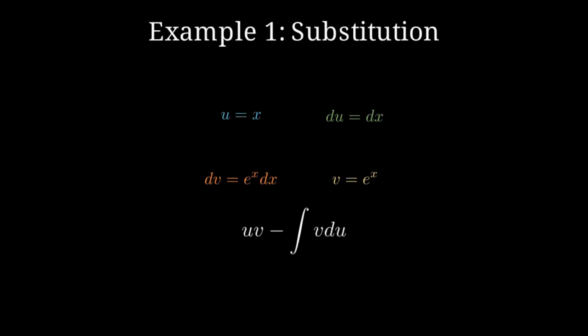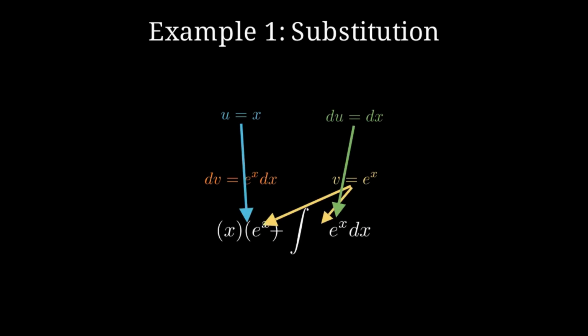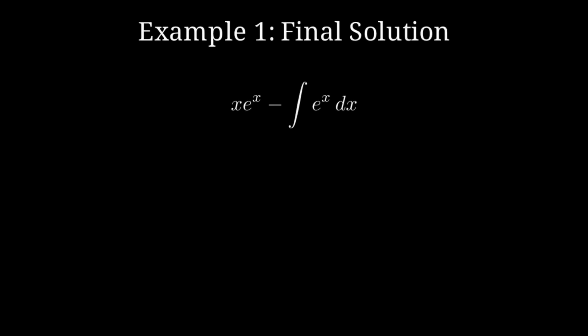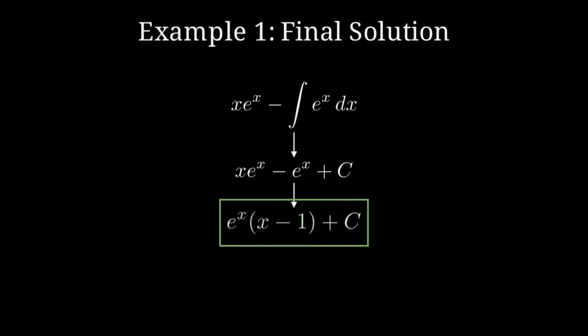Plugging these into the formula, we get x times e to the x minus the integral of e to the x. Notice how the new integral is much simpler than the one we started with. The integral of e to the x is just e to the x. After adding the constant of integration c, our final result is x times e to the x minus e to the x plus c. We have successfully integrated the product.